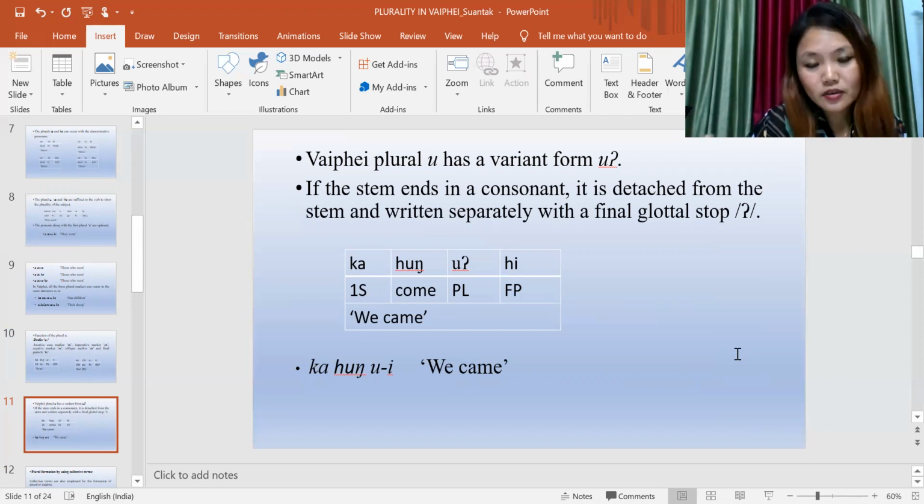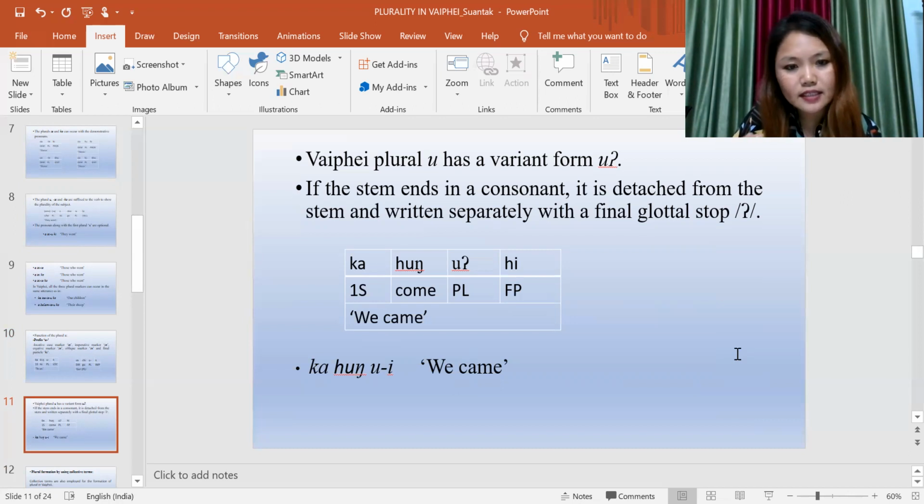Or on the other hand, the plural u can be used as a prefix following the final particle e. So here in the next example, kahung ui. Here we see that the consonant h of the final particle is replaced by the prefix u, which in turn functions as a prefix.